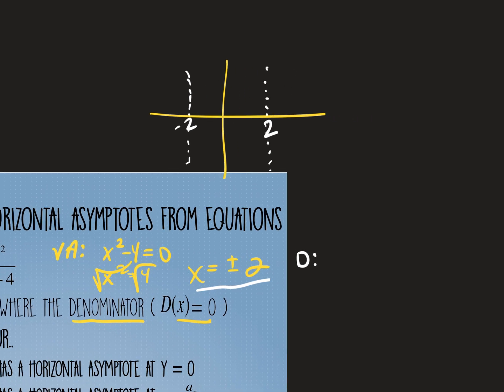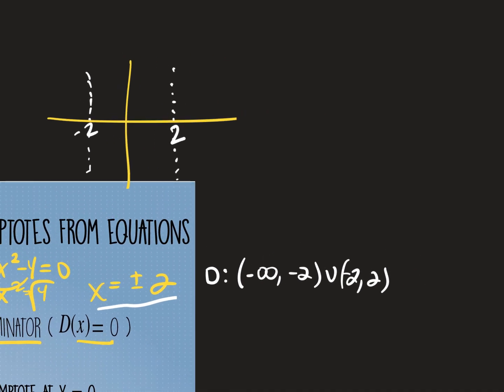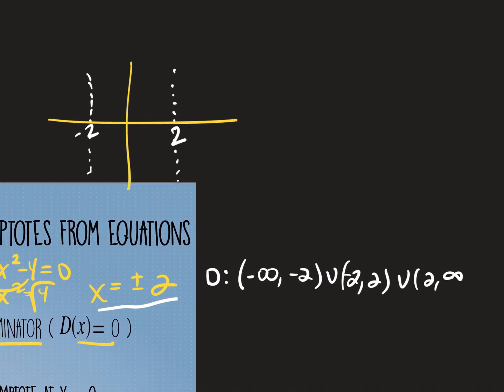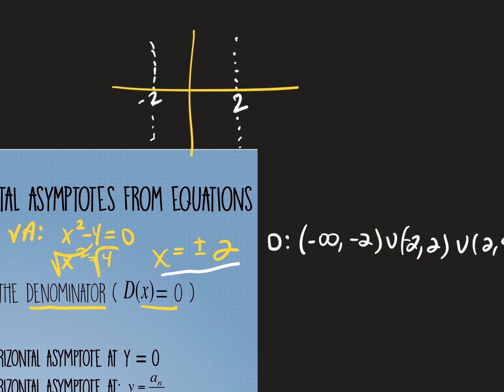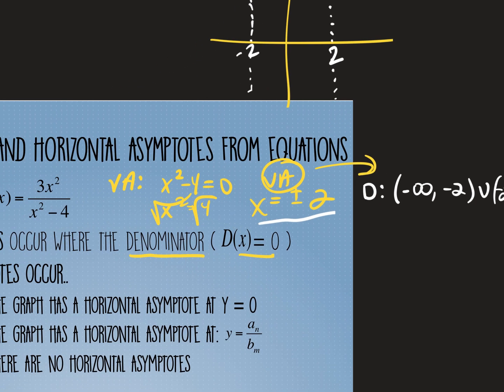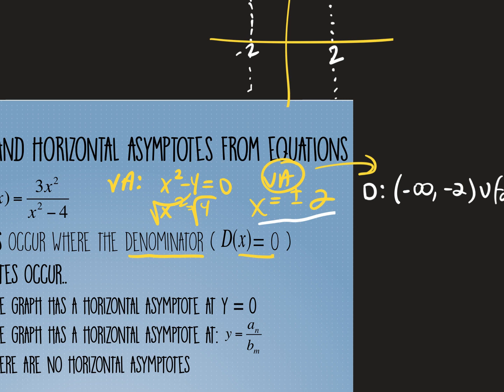So how would you write your domain? Negative infinity to negative 2. Negative 2 to 2. And then 2 to infinity. So every time you guys find your vertical asymptotes, you're also finding your domain. Because think about it, if you plug in negative 2 or positive 2, what happens? This fraction becomes undefined. It's where the graph does not exist. So vertical asymptotes and domain go hand in hand.